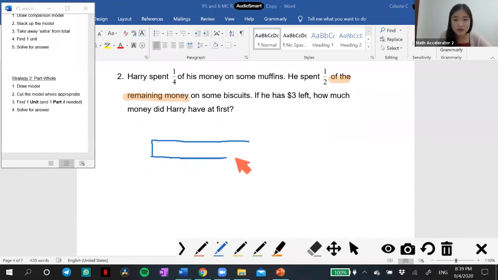Draw the model. This is all his money. Look at the denominator. 1/4, so you have to cut it into 4. Right? This 1/4 is for the muffins, and he spent half of the remaining. It is the remainder. Half of it. Am I able to shade half of this for the biscuits? What must I do? Yes, you have to cut. You have 3 here, right? So cut it up.